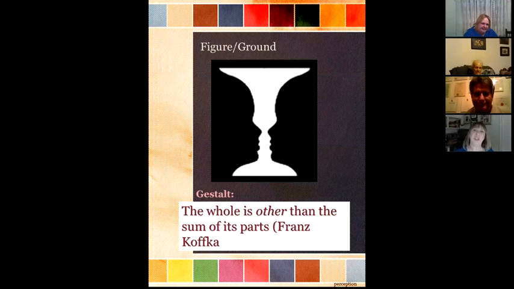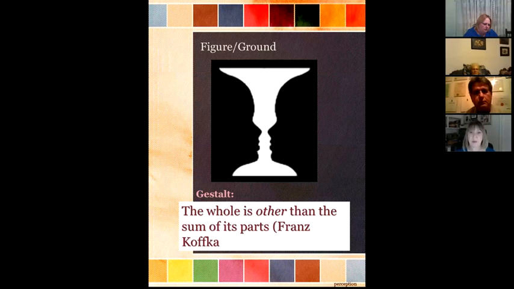Figure-ground, think of it this way. If a person is standing against a blank wall, the wall is the ground or the background, and the person is the figure. So in handwriting, the paper is the ground, the paper is the background, and the writing on it is the figure. So what we're looking at is the balance between the figure and the ground.